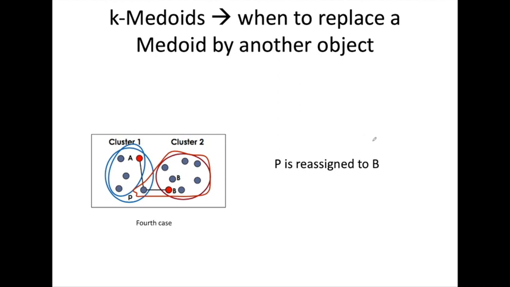And this is going to be the last case. In this case, we are moving the point P from cluster 1 to cluster 2, because the new representative of the cluster is going to be closer to this point P, closer to the new representative point of the second cluster. Then we have to explore all the possibilities, update the Medoid of the cluster, and keep repeating this process until we cannot improve the solution.